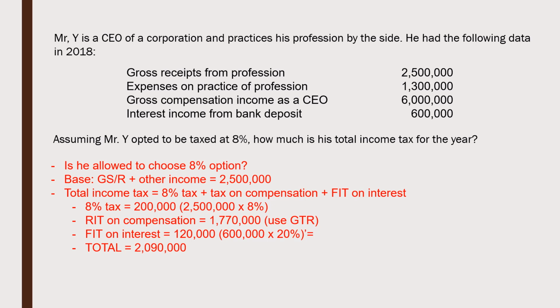The regular income tax on compensation uses the graduated tax rates because again, the 8% option is not allowed for compensation income. And finally, the final tax on interest income from bank deposit, which is 600,000 times 20% equals 120,000, arriving at a total income tax of 2,090,000.